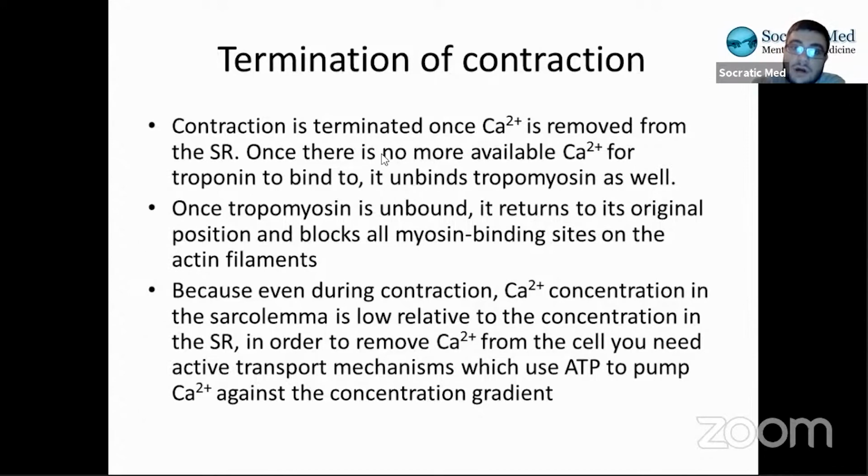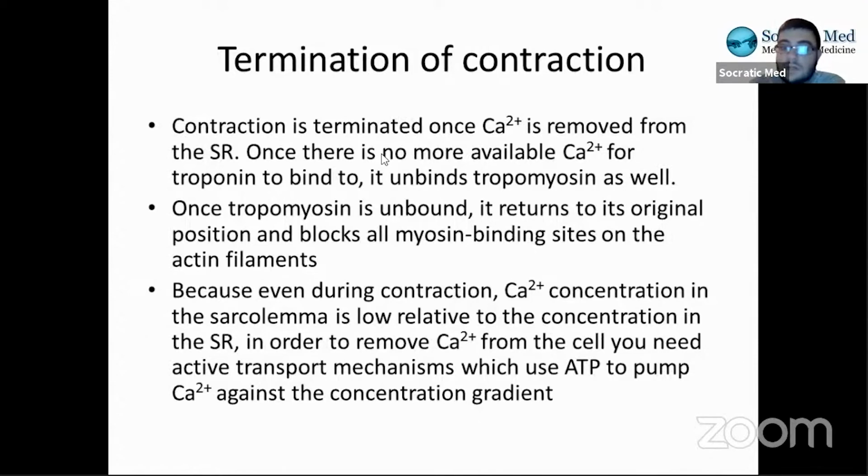Once there's no more available calcium because it's all been shoveled back into the SR, troponin is not bound to calcium anymore, so it has to unbind tropomyosin as well. It can't stay attached if it doesn't have calcium. Once tropomyosin is unbound by troponin, it returns to its original position, twists back, and blocks all of the myosin binding sites on the actin again.